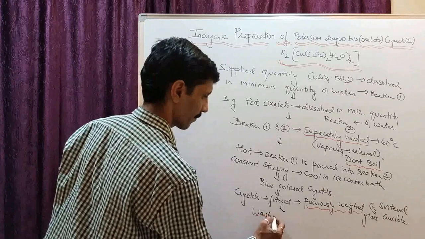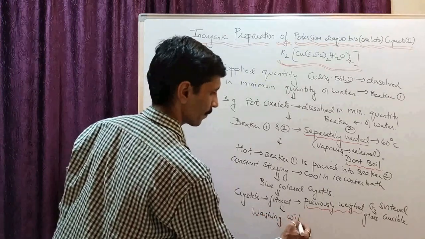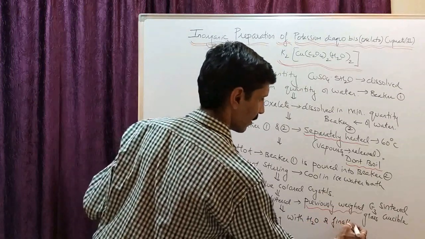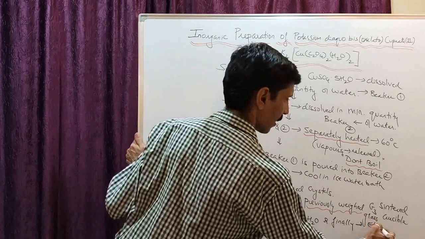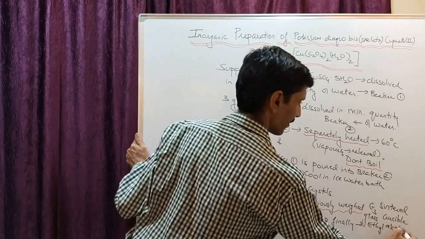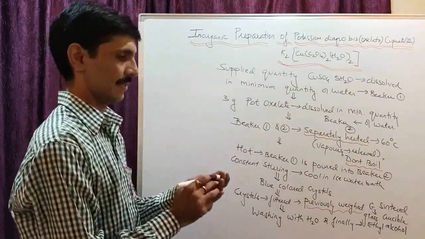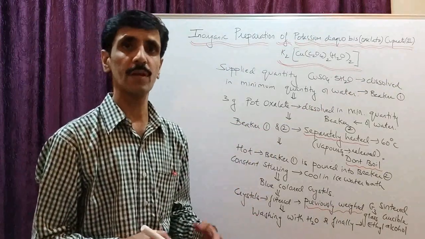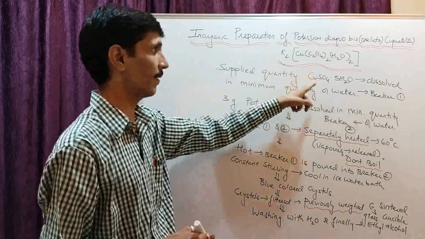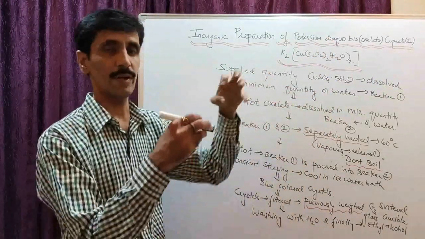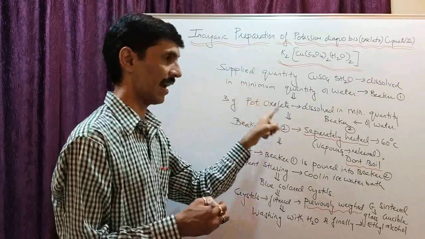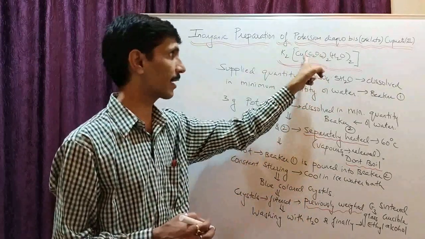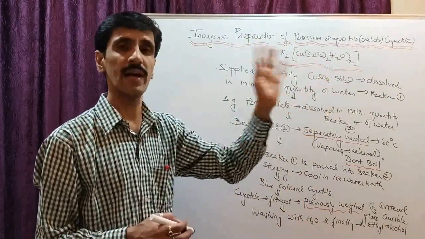washing with water and finally with ethyl alcohol. The purpose of ethyl alcohol is that it is a dehydrating agent, so it will help in the speedy removal of the water molecule. Not this water molecule, okay? The water molecules which are going to be present, because we have added water to make sure that they get dissolved. Two water molecules will get coordinated to copper, but the excess of water molecule has to be removed.